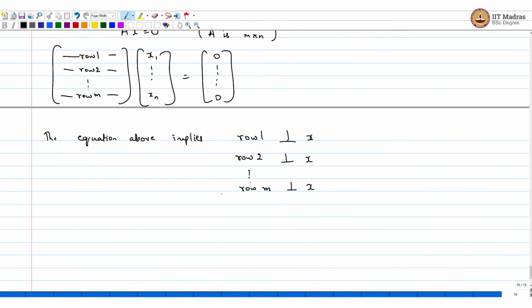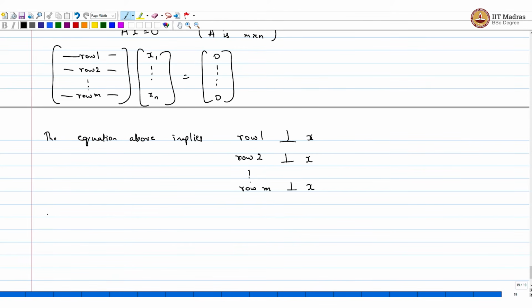That's amply clear because you're taking the dot product here. If you take row 1 dot product with x, then what you're getting is 0. So row 1 is orthogonal to x. Similarly, row 2 is orthogonal to x, and row m is orthogonal to x.